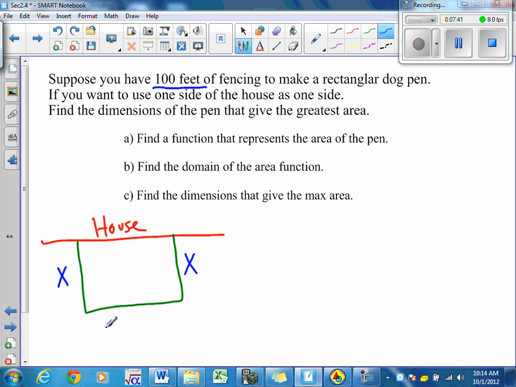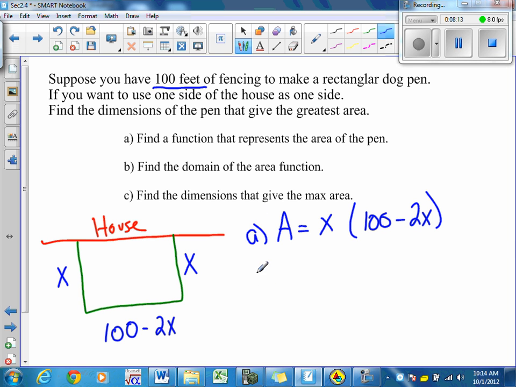Well, the area of a rectangle is my width times my length. So there's part A. Now let's look at part B. Find the domain. Now, I didn't multiply this out on purpose, to help us with the domain. The domain are the values that X can be. These are the X's that work, if you will.